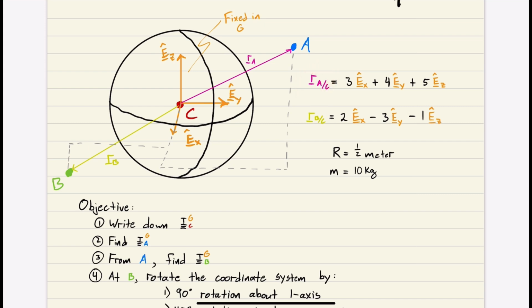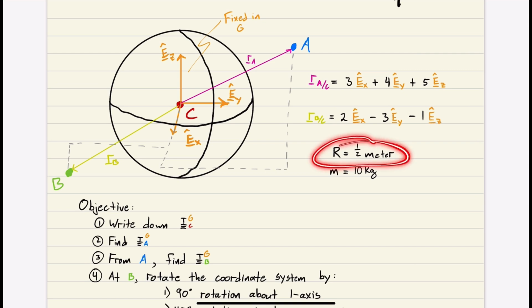RAC, that is just A with respect to C. That is 3EX plus 4EY plus 5EZ. That just means we go 3 in the EX, 4 in the EY, and then 5 in the EZ. That locates point A. And then a similar thing for RBC, that is point B with respect to C. So we go 2 in the EX, and then minus 3 in the EY, and then minus 1 in the EZ. Just position vectors locating our body fixed points with respect to the center of mass.